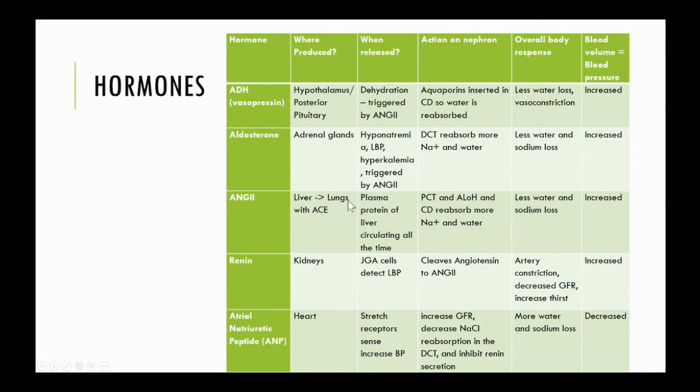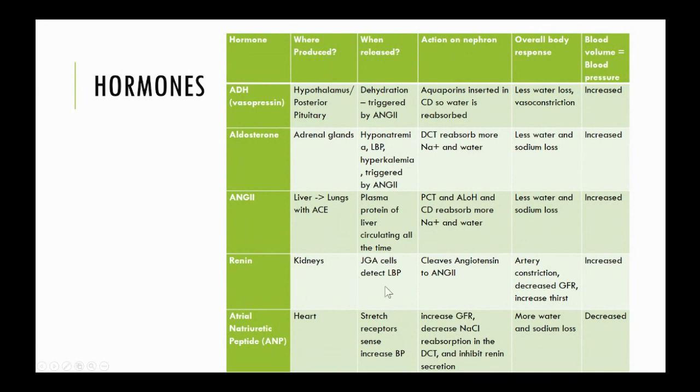ANG2 is going to be produced in the liver as angiotensinogen, and then it has to get activated in the lungs with our ACE, right? The plasma protein of the liver releases it, and again, it's circulating all the time. What it's going to do is, in the proximal convoluted tubule, the ascending loop of Henle, and the collecting duct, we're going to reabsorb more sodium and therefore more water. So our overall body response is that we're going to have less water and sodium loss, and by doing that, we're going to increase our blood volume and therefore increase our blood pressure.